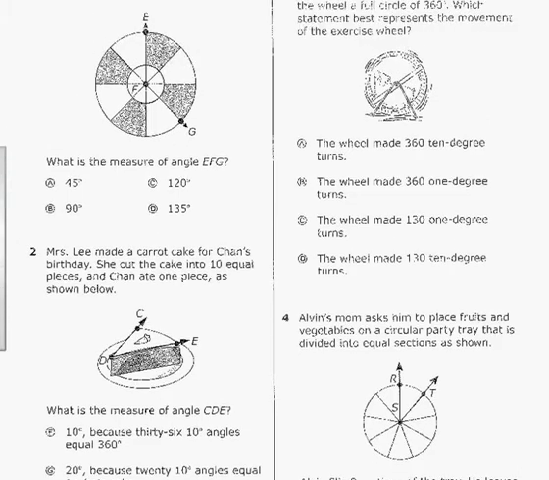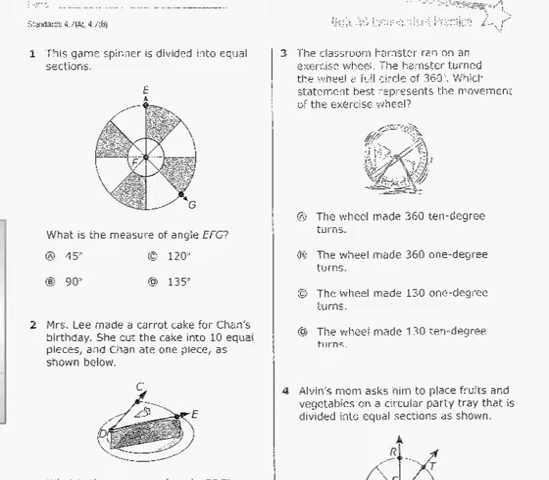Question number 3. The classroom hamster ran on an exercise wheel. The hamster turns the wheel a full circle of 360 degrees. Which statement best represents the movement of the exercise wheel? A, the wheel made 360 10-degree turns. B, the wheel made 360 1-degree turns. C, the wheel made 130 1-degree turns. Or D, the wheel made 130 10-degree turns.